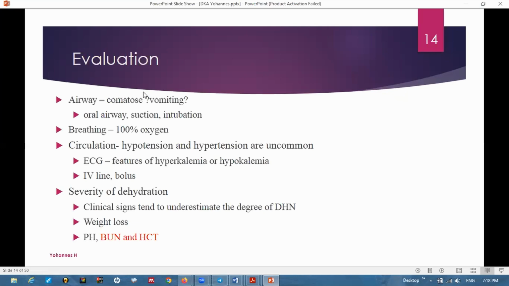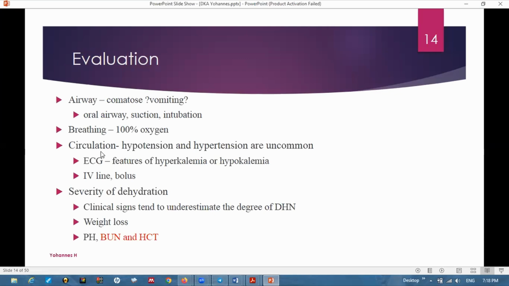So we should evaluate every DKA patient starting from the ABC of life. Is that patient comatose or not? If comatose, if the GCS is less than 7, we should intubate. If there is vomiting, we should insert an NG tube and aspirate the GI content. So we check the breathing. If the saturation is below 90, we should supplement with oxygen.